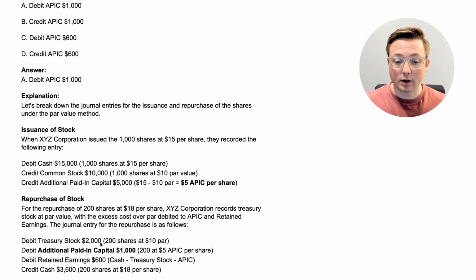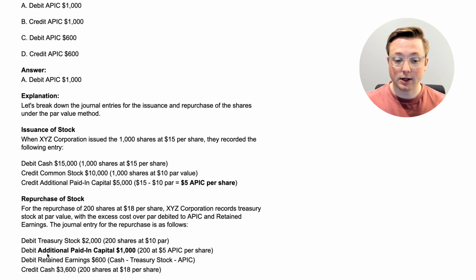You debit treasury stock for how much the par value is. So you debit 200 shares at $10 par value. So with the par value method of treasury stock, you do not record treasury stock at how much it cost to buy the shares back. You record treasury stock at the par value of those shares that were repurchased. And then you also debit additional paid in capital for the same shares at the amount of additional paid in capital that each share was worth from the initial issuance of the stock. So that's where this $5 of APIC comes in.